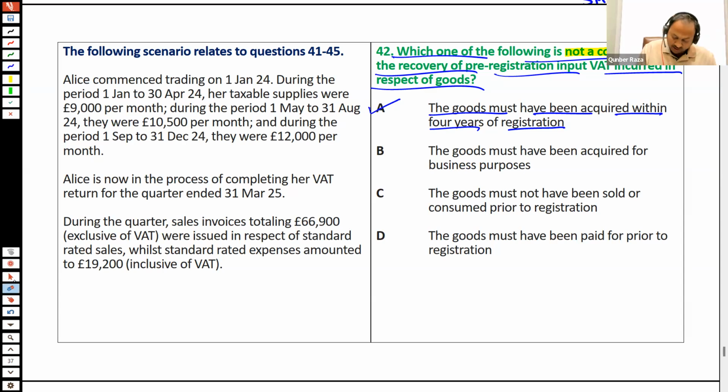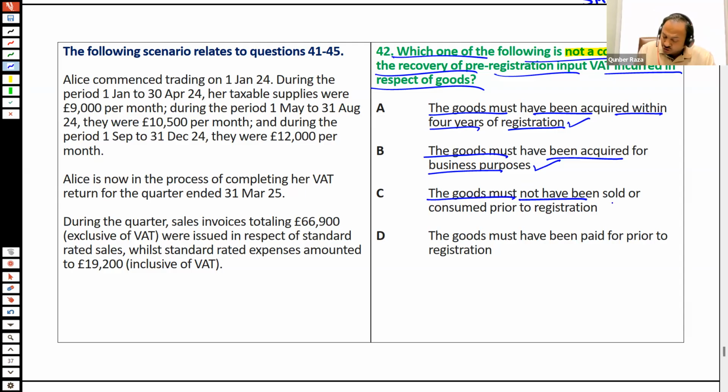Let me do it the other way around. This is a condition: the goods must have been acquired for business purpose. It's like, obviously, it has to be acquired for business purpose, because if not acquired for business purpose, you cannot recover input VAT on that.